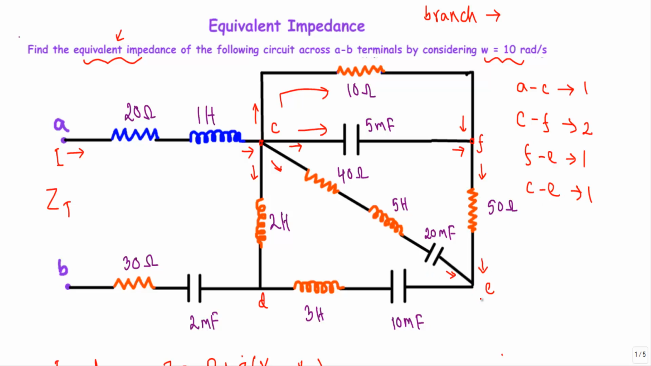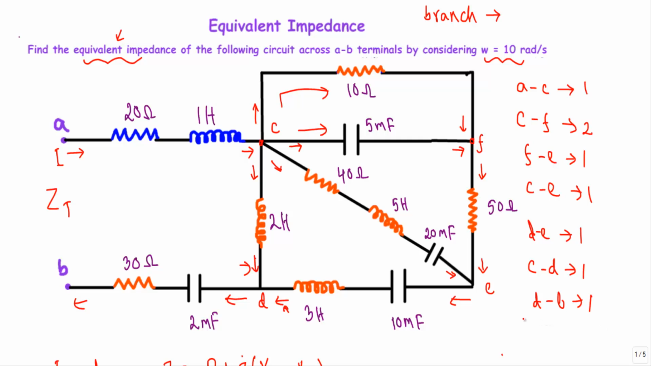Now these 2 currents will get combined and I will get an outgoing current towards this D terminal. So I can say that from D to E I will get another branch. Now I will get a current outgoing from this C terminal towards this D terminal. I will get a branch between C and D terminal. Now this current and this current will get combined and be outgoing from this D terminal towards this B terminal. So I will have another branch from D to B.